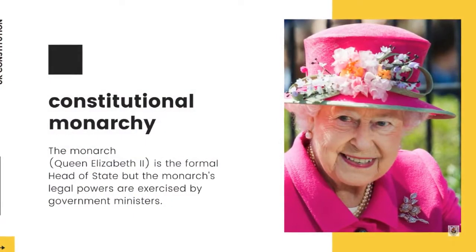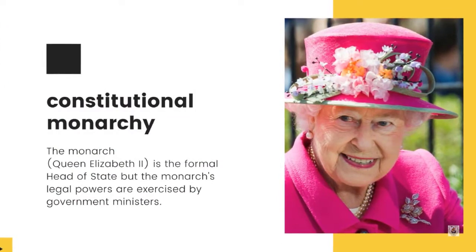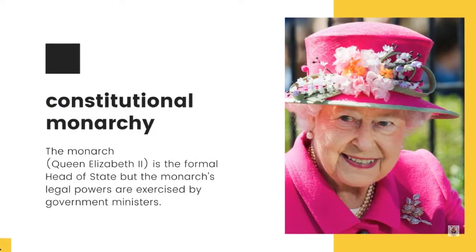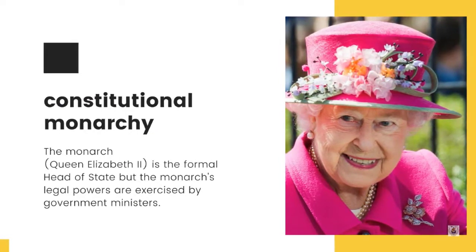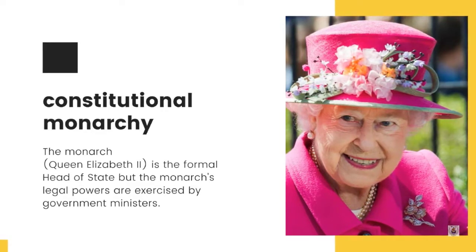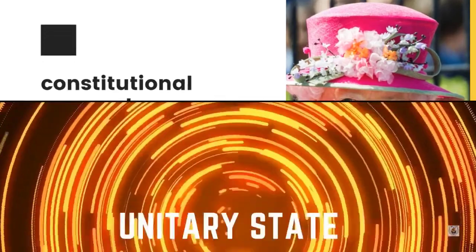Another key principle of the UK Constitution is that it establishes a parliamentary government under a constitutional monarchy. This means that the UK has a political system in which the monarch is the formal head of state, but the monarch's legal powers are exercised by government ministers. In the US, the president is the head of state.